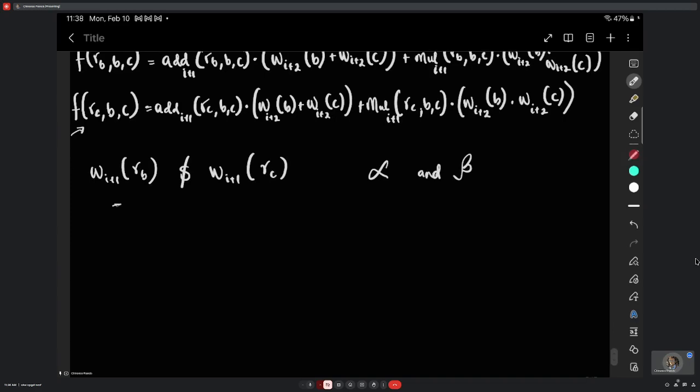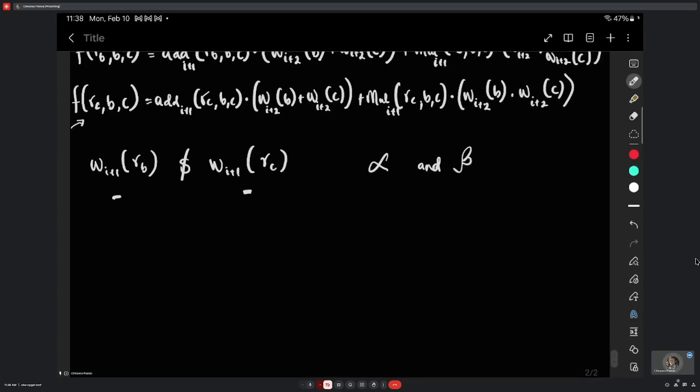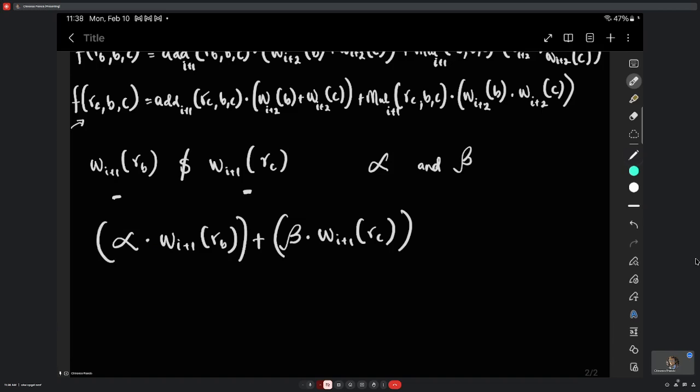So I just brought them out. We want to combine them using alpha and beta. So that's basically alpha times W_{i+1} of RB plus beta times W_{i+1} of RC. Basically anything we get out of here will be a constant, right?